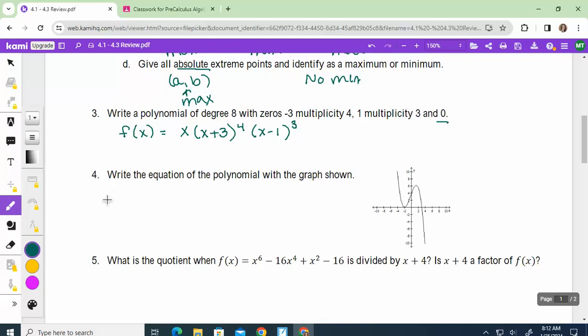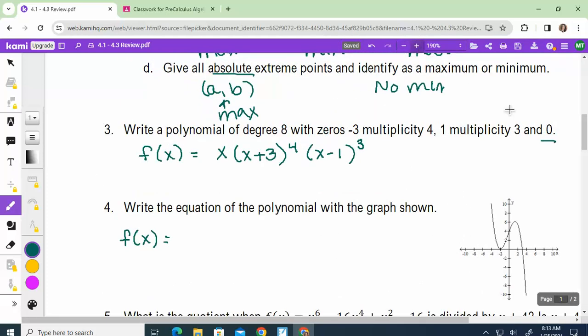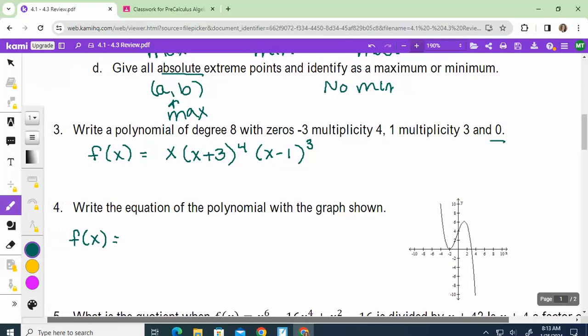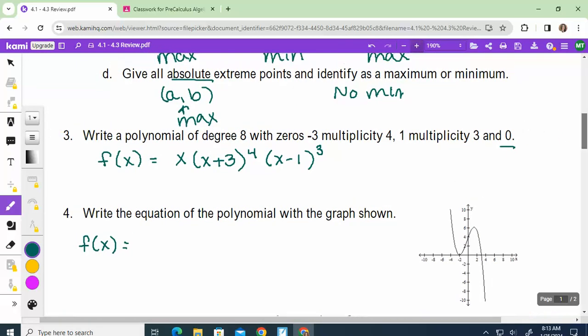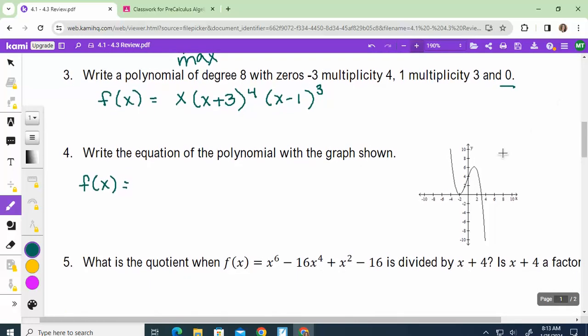So we have another writing a polynomial one. If I look at this, we hit the x-axis at -2. So that means we need an x plus 2. What did you notice? What did the graph do at that point? It bounced. So what does that mean?